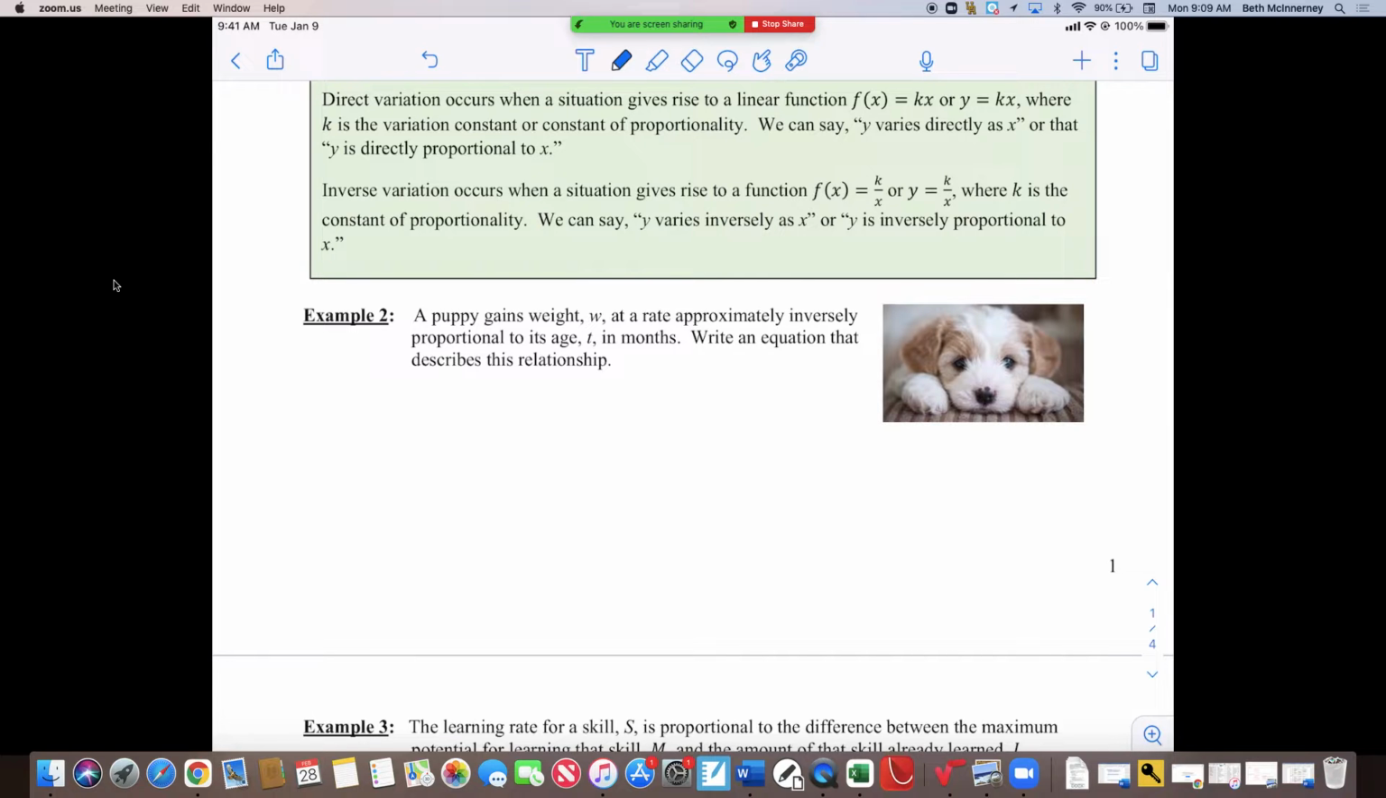A puppy gains weight W at a rate. So now do you see I've got a rate approximately inversely proportional to its age t in months. Write an equation that describes this relationship. So I would say dW/dt equals k over t, because it was inversely proportional.